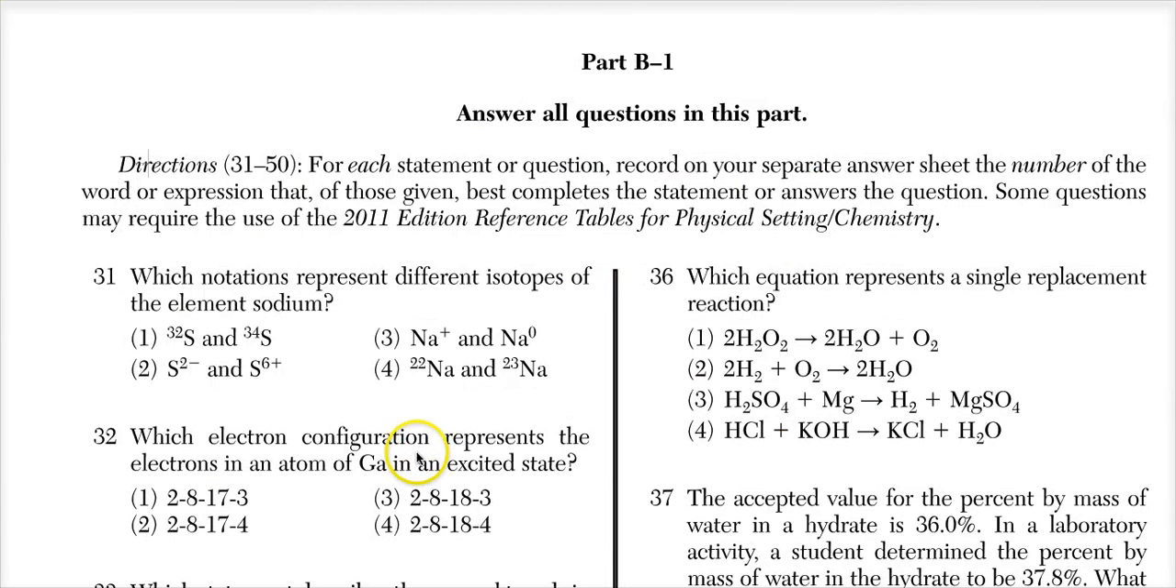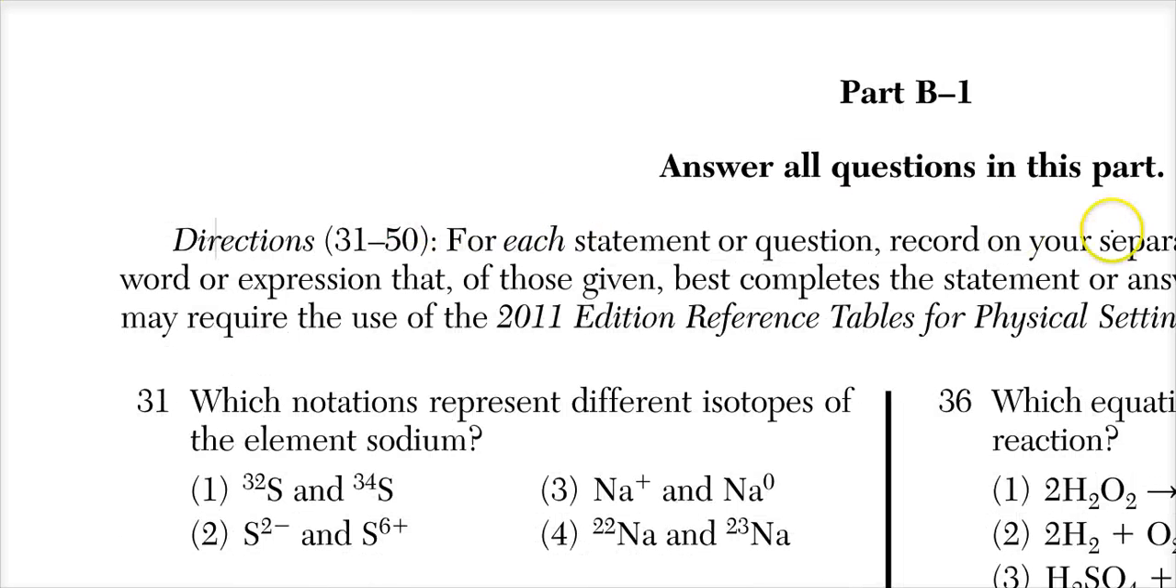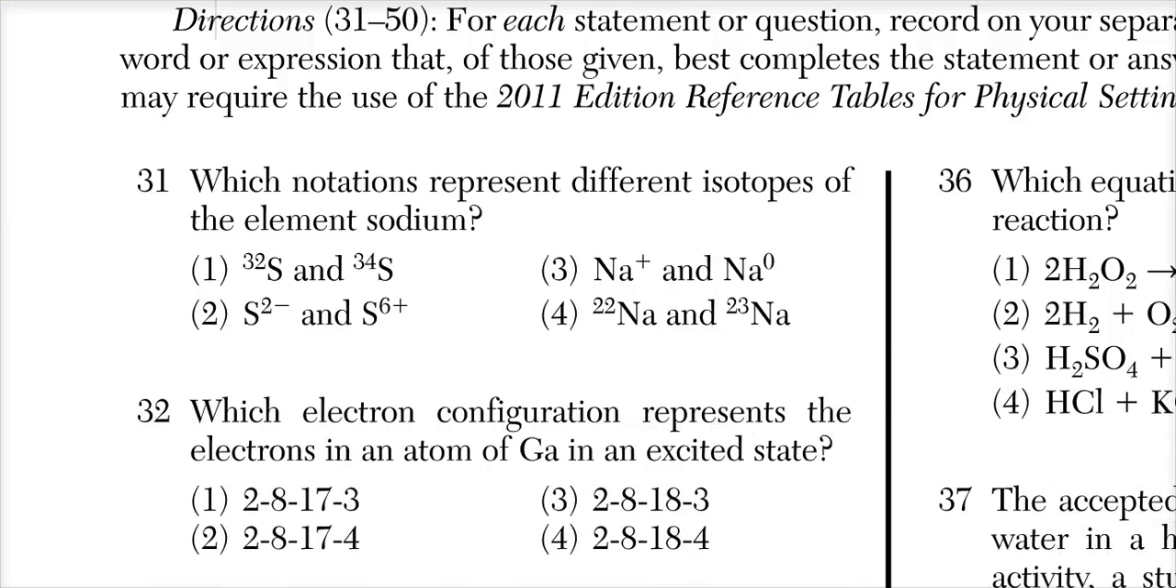Number 31, which is the first question of part B1. These are the multiple choice questions that are supposedly a little more challenging, may have multiple steps. Again, we'll see if that's the case. So number 31, let's get up close and personal. All right, so in this question, which notations represent different isotopes of the element sodium?